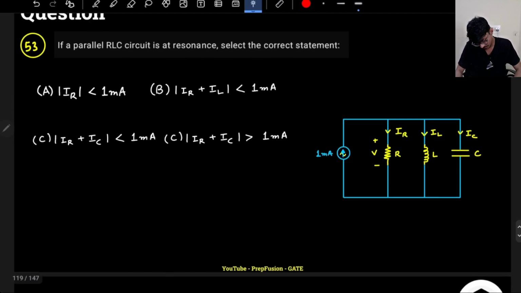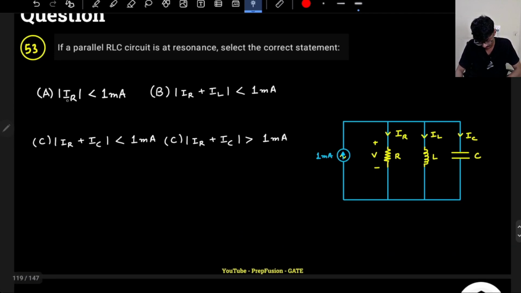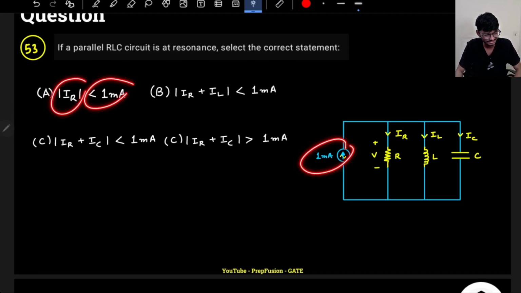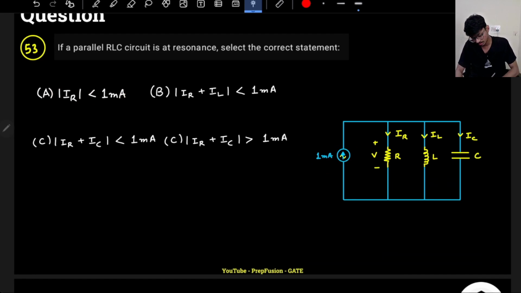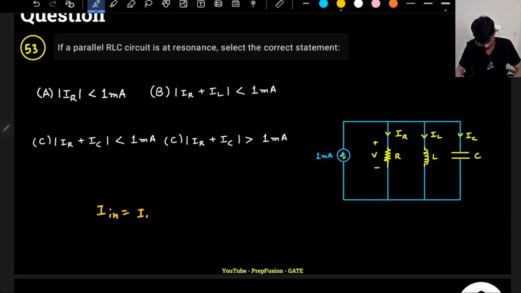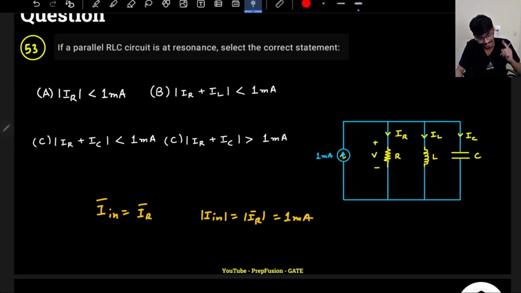I observe that they are telling me the magnitude of IR will be less than 1 milliampere. Is this correct? No, right? At resonance, I in equals IR, so the magnitude of I in equals the magnitude of IR equals 1 milliampere as given here. It will not be less than 1 milliampere, it will be exactly 1 milliampere. So this option is gone.